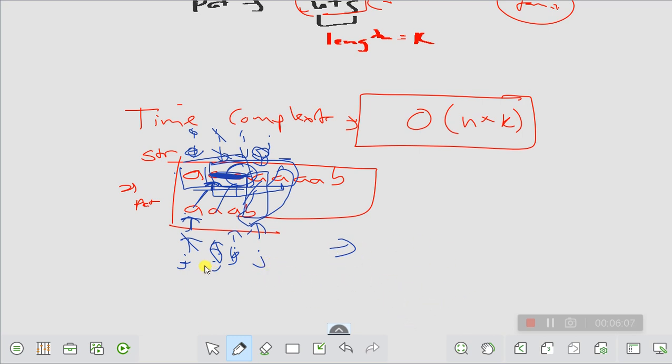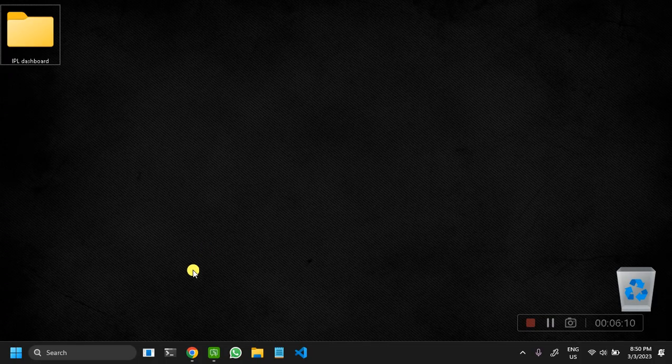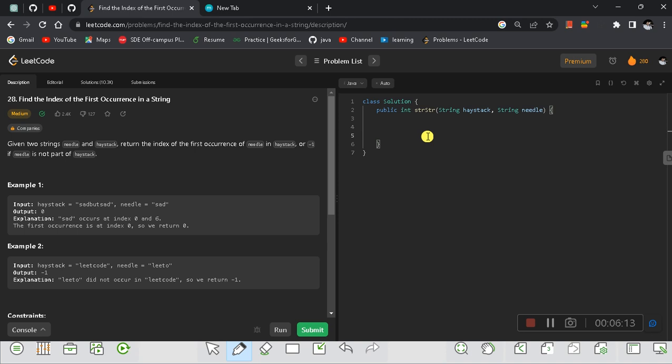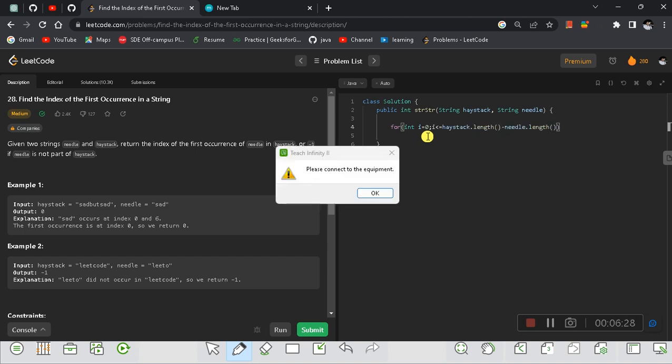So let me implement the naive algorithm first. After that, I'm going to move to the KMP algorithm. The naive implementation is quite simple. I'm going to start my window from I, because we have to consider all the windows. For the first window, I will write my string value is equal to haystack dot substring from I to I plus needle dot length.